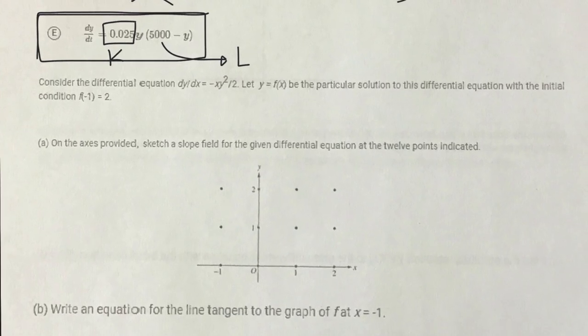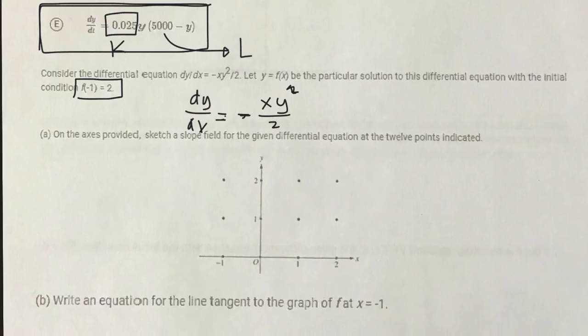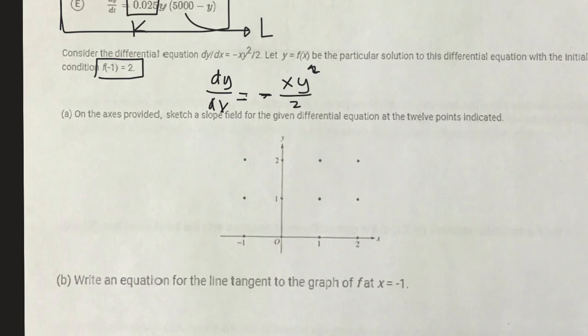All right, what do we got here? Consider the differential equation dy/dx, and let this be a particular solution, f(-1) equals 2. We have dy/dx equal to negative xy squared divided by 2. It wants a slope field, so we have 12 points.